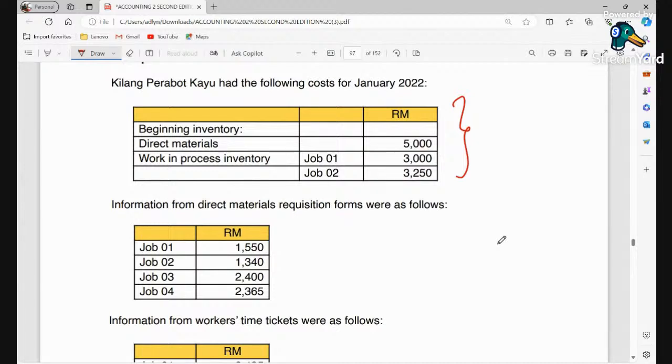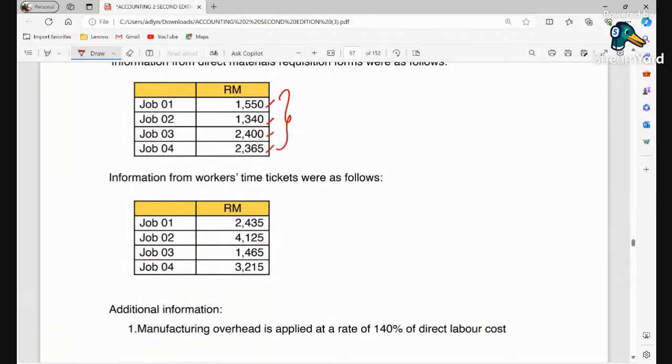Okay, and then on January itself, kita ada direct material requisition form as follows. Okay, so these are the direct materials requested during the month of January. So kita ada 4 different job 01, job 02, job 03 and job 04. So these are the direct materials requested. Okay, and then kita ada information untuk workers time ticket as well. Okay, ini time ticket saja. Alright, so ini ialah untuk direct labor lah. So for different job, we have different amount. Okay, so this is for job 01, job 02, job 03 and job 04.